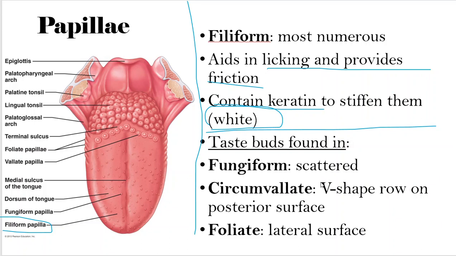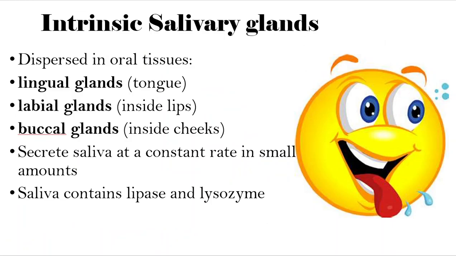We also have these others, and these guys are going to be the actual taste buds. The fungiform, which means they're going to actually kind of be like a mushroom shape. They're all over. Circumvallate is V-shaped at the very back of the mouth. And on the lateral surface, I don't know if you guys can see it right there, there's the foliate. So these are taste buds. There's 5 tastes according to the latest research, but we're not going to go into that right now.